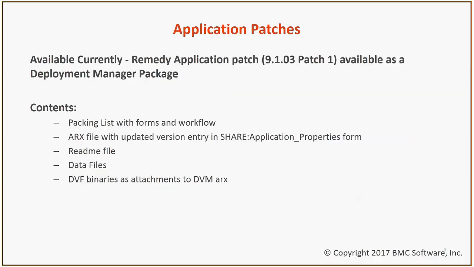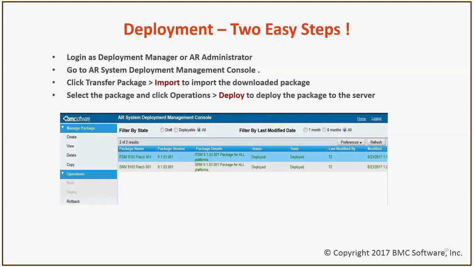Looking at application patches, currently you have Remedy, ITSM, and SRM application patches available. 9103 patch 1 is available as a deployment management package. What does it contain? It contains a packing list with forms and workflow, an ARX file with the updated entry of Share Application Properties, and a README file. Data files and DVF binaries are optional in these packages, and if there are data files, they'll be included in the package. Deployment is very easy.